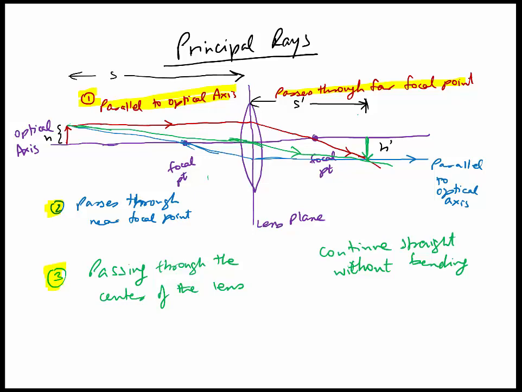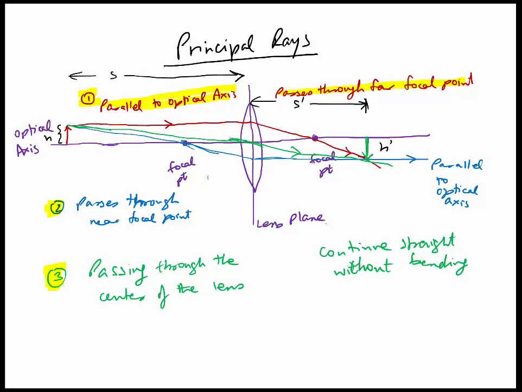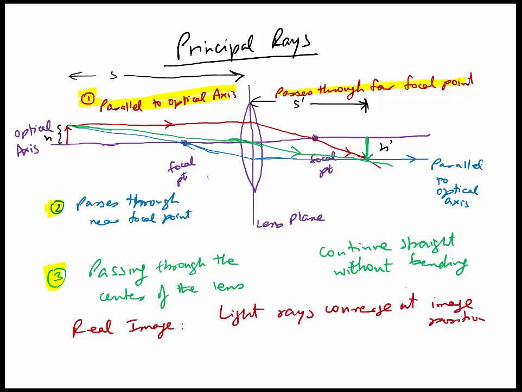The last thing I want to talk about in this video is real and virtual images. So here, the image that is formed has rays of light that are passing through where the image is. So that would be a real image. A real image is one where light rays converge at the image position. And a virtual image is one where you have diverging rays of light that appear to be coming from where the image appears to be.